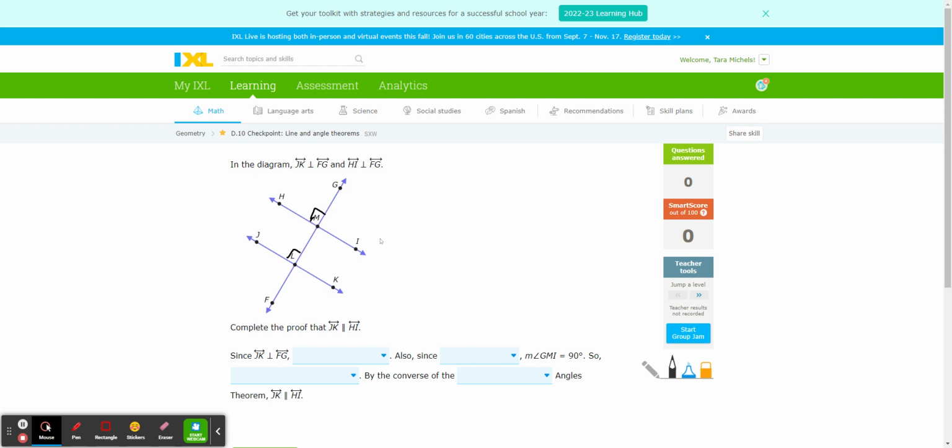We want to complete the proof that JK is parallel. Remember, this means parallel. Let's bring back all those fun vocab from Unit 1 here. Remember, those symbols mean perpendicular.